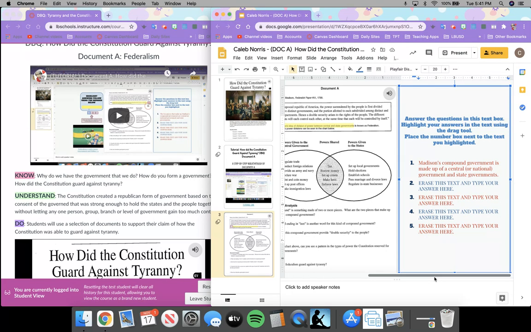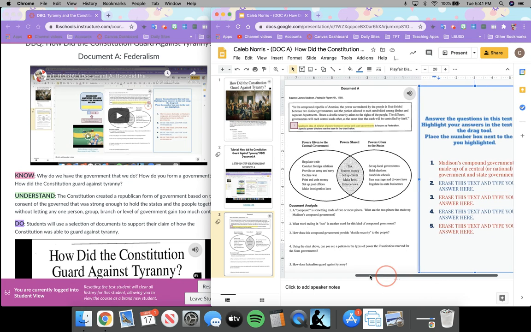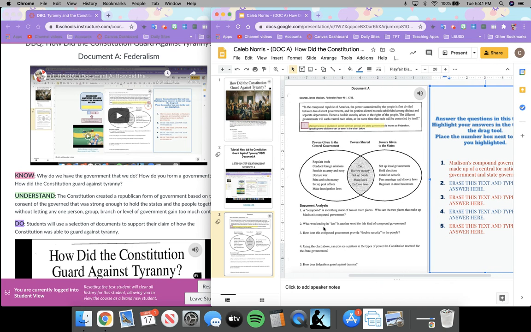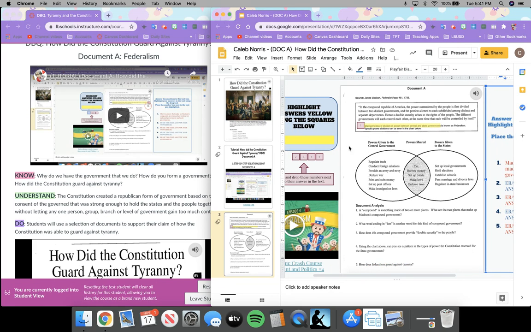All right, number 2. So number 2, what word ending in ism, pretty big clue there, is another word for this kind of compound government? So it says it right here, right next to where we found number 1. The idea of division of power between central and state governments is known as federalism.